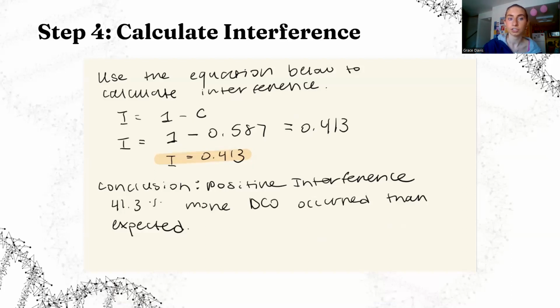And this should say step 5. It would be calculating the interference. And we use the equation below to find the interference. I equals 1 minus C. So I subtracted 0.587 from 1, which equaled 0.413, and that's our value for the interference. And we can conclude that there is positive interference with 41.3% more DCO double crossover occurred than expected.